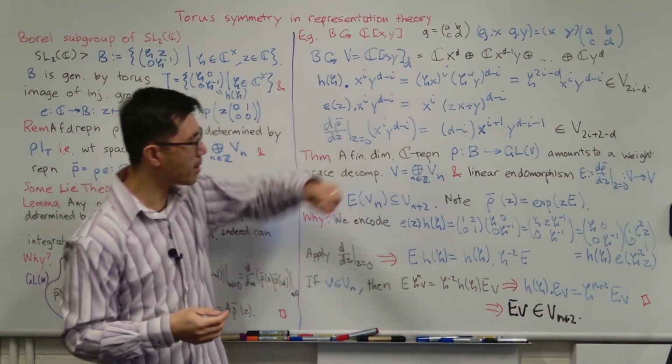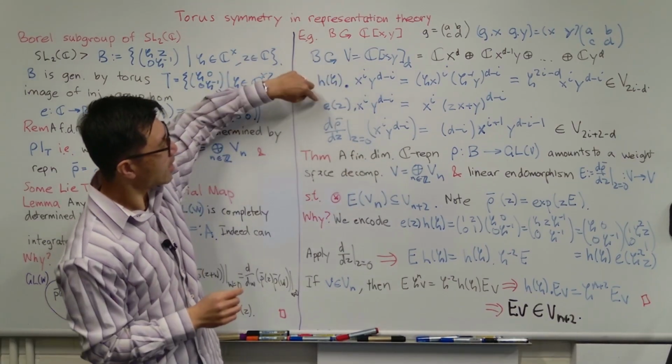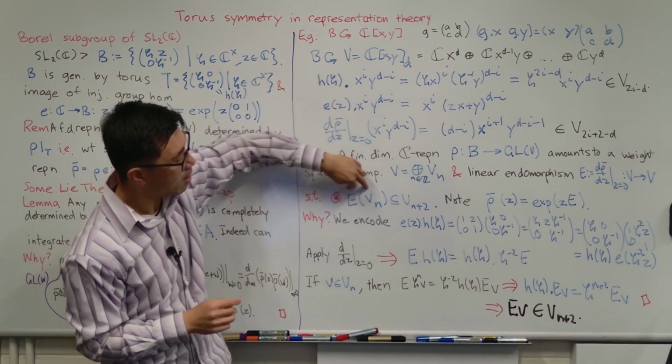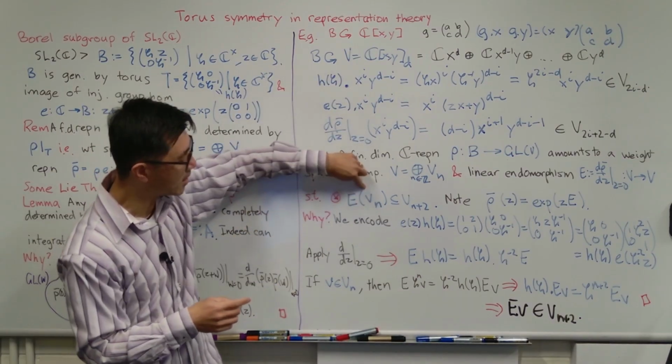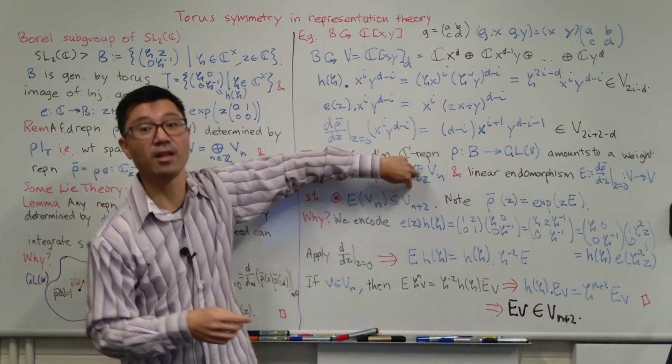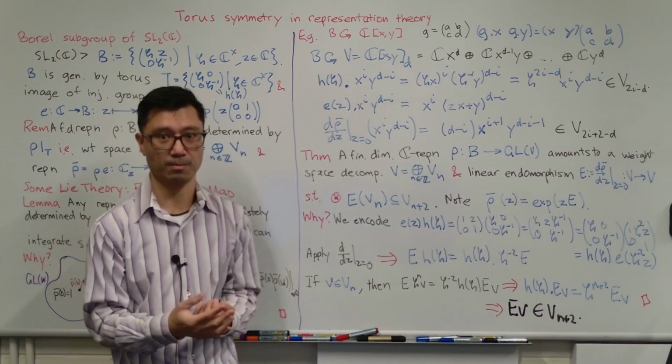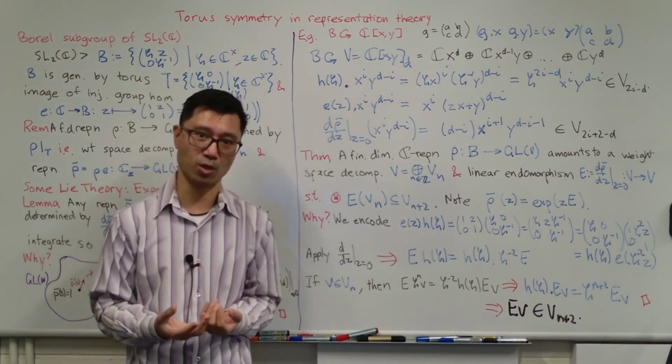Well, in that case, remember this, all these E of Z, and hence also the derivative, must preserve the eigenspaces of the other one. So in other words, E of Vn is contained inside Vn. That's what happens if they do commute. But unfortunately, they don't commute.